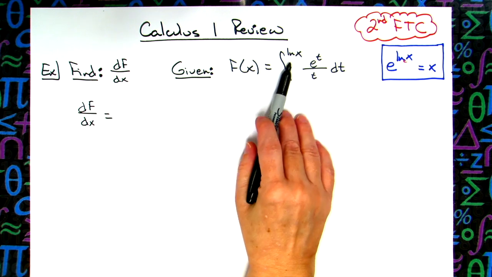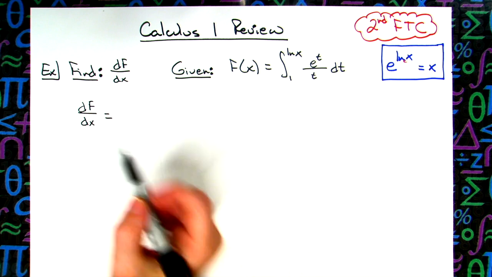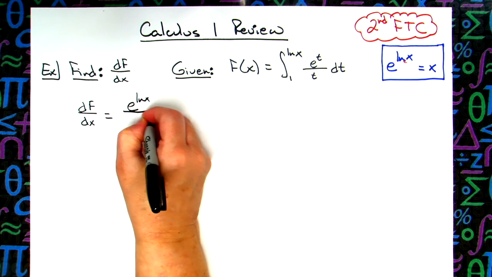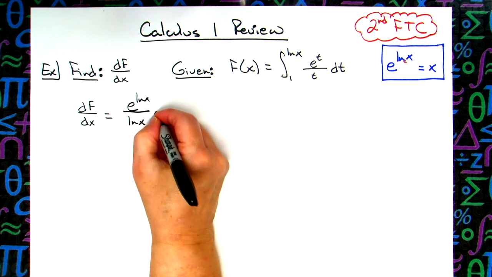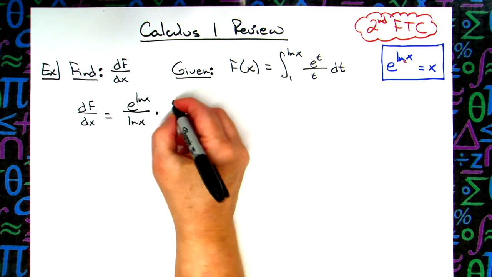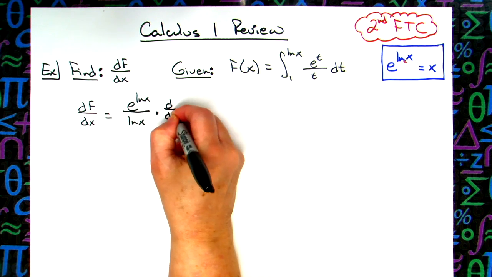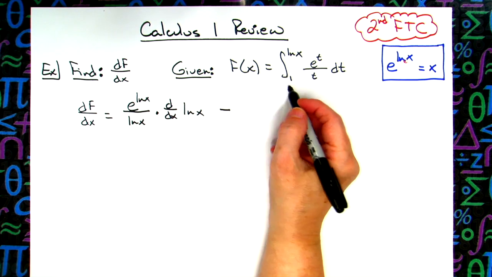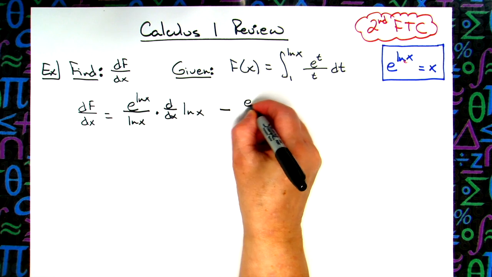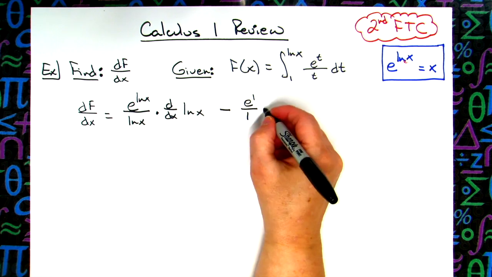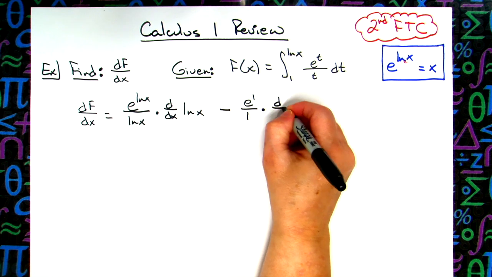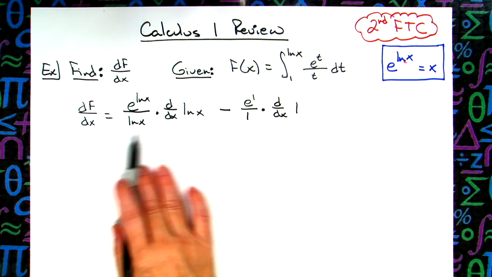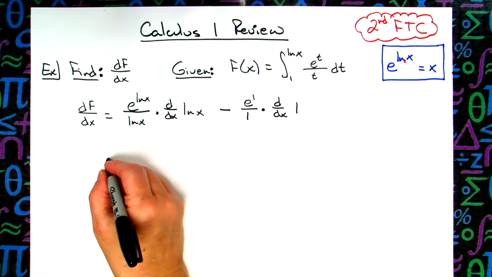First step, we take that natural log of x and plug it in for t. So we have e raised to the natural log of x all over the natural log of x. We multiply it by the derivative of what we just plugged in, so d/dx of natural log of x, minus, we take 1 and plug it into the function, so e to the first all over the first, and then multiply that times the derivative d/dx of 1. In this next line, we'll actually calculate some of those derivatives.